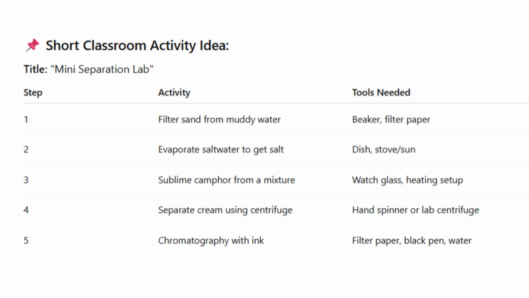Short classroom activity idea. Title: Mini Separation Lab. Step, activity, tools needed. 1. Filter sand from muddy water: beaker, filter paper. 2. Evaporate salt water to get salt: dish, stove or sun. 3. Sublime camphor from a mixture: watch glass, heating setup. 4. Separate cream using centrifuge: hand spinner or lab centrifuge. 5. Chromatography with ink: filter paper, black pen, water.